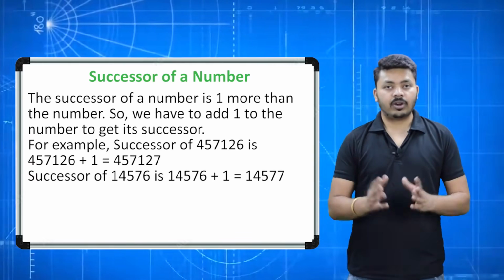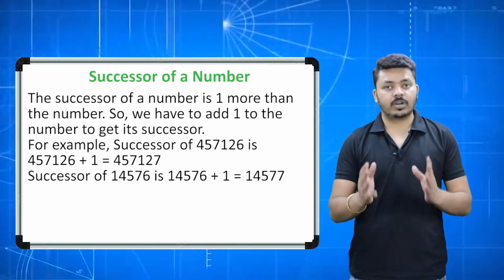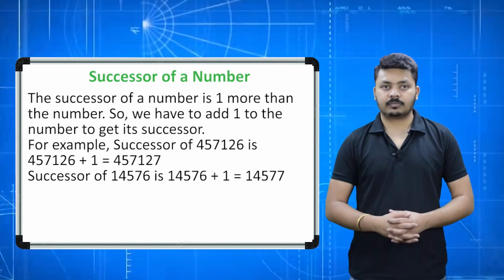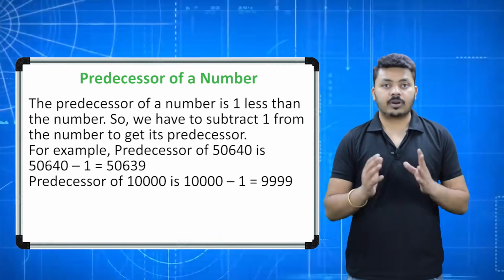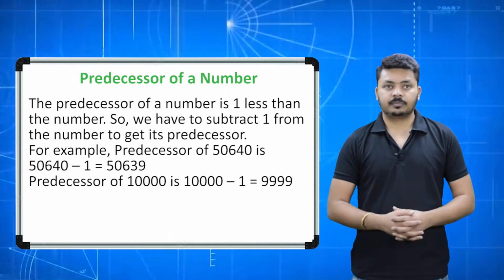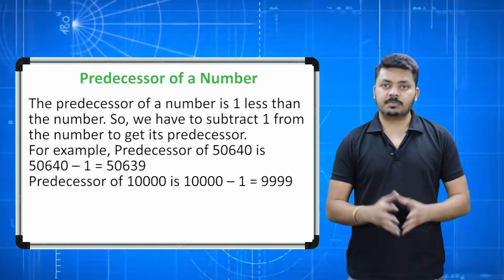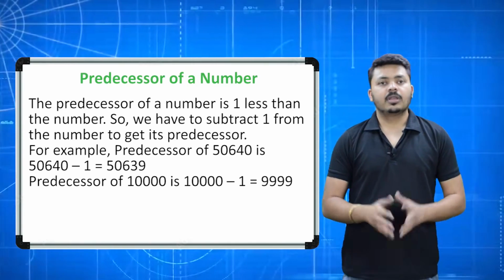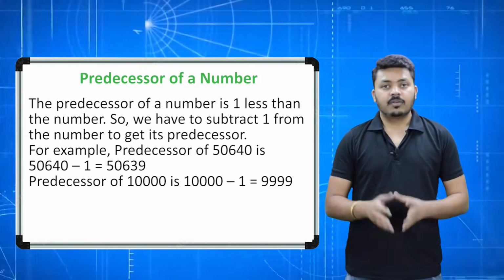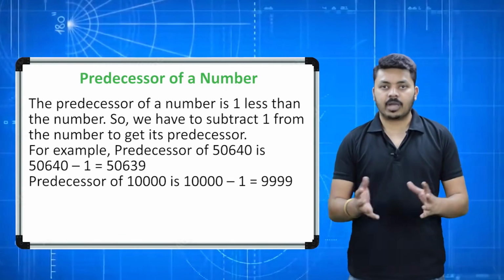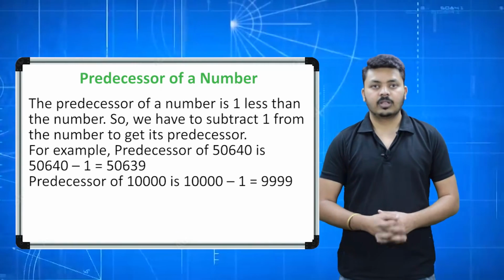Similarly, successor of 14,576 is 14,576 plus 1, which is equal to 14,577. Predecessor of a number. The predecessor of a number is 1 less than the number. So we have to subtract 1 from the number to get its predecessor. For example, predecessor of 50,640 is 50,640 minus 1, which is equal to 50,639.